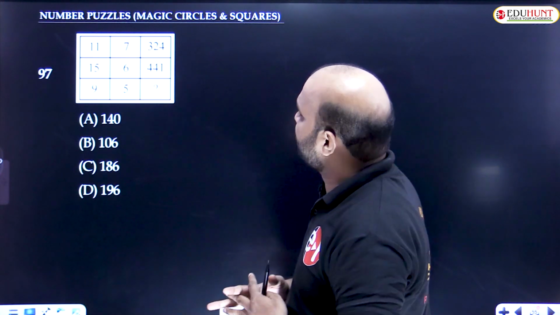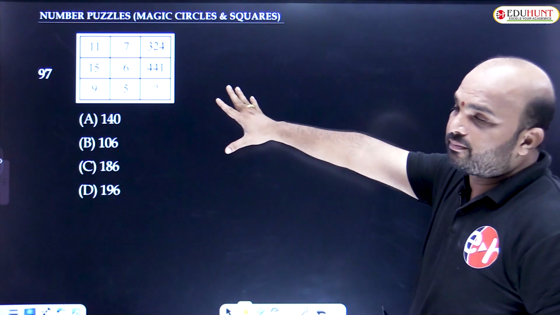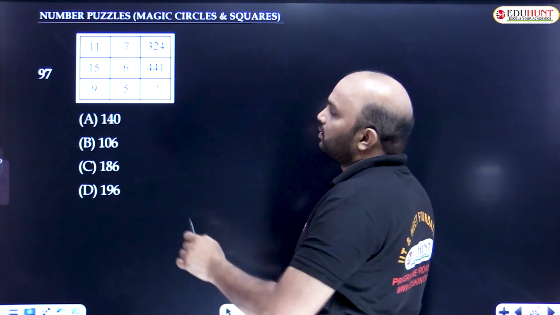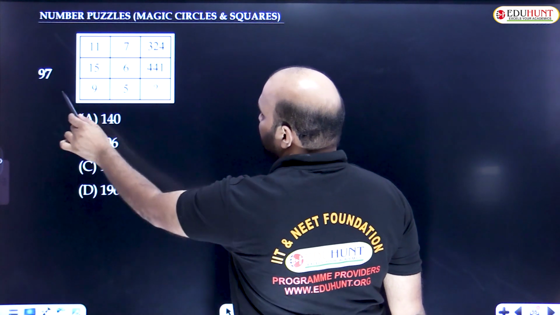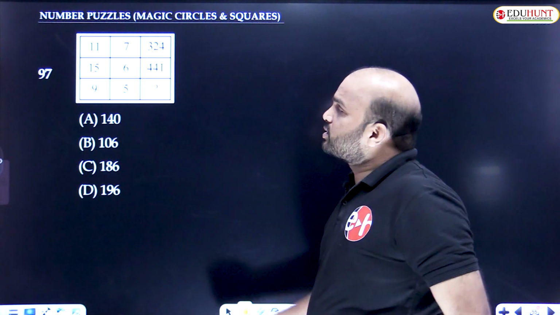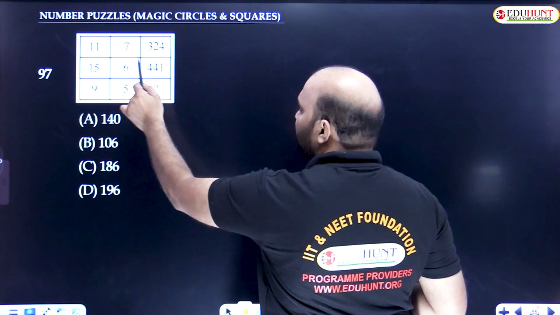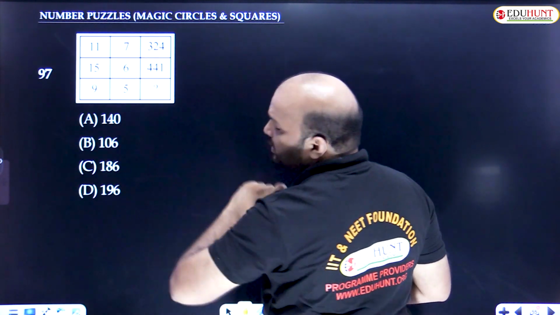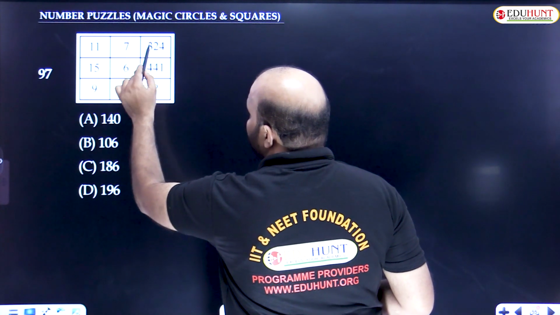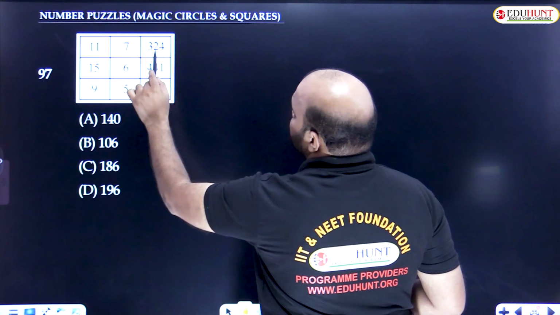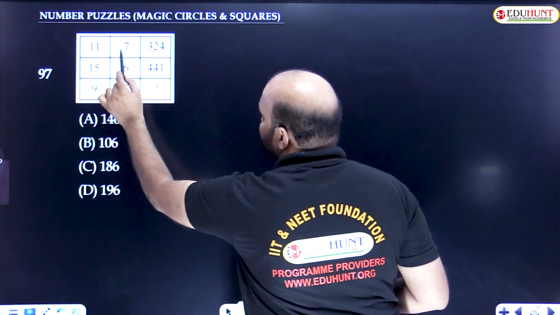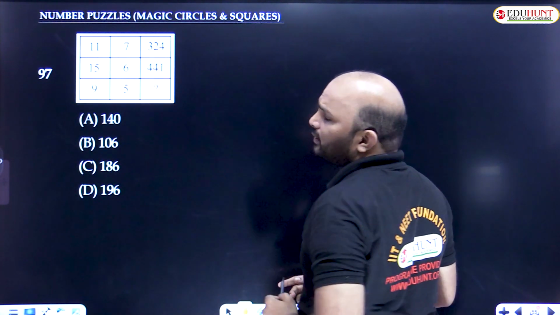What should come in the place of question mark in the magic square box? The question mark is given in the position of the last box in the third row as well as the last box in the third column. So clearly we have to observe in row-wise order. In row 1, numbers 11, 7, 324 are given. So how will we get 324? Because 324 is the highest number among the 3 in row 1.